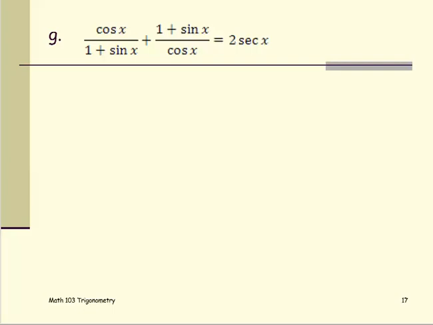For this example, we have the left-hand side as the sum of the two fractions, but the right-hand side has a single term, which is only 2 times secant of x. We're going to work on the more complicated side, which is the left-hand side. From what we have, cosine x divided by 1 plus sine x, plus the fraction 1 plus sine x divided by cosine x. We have two terms on the left.